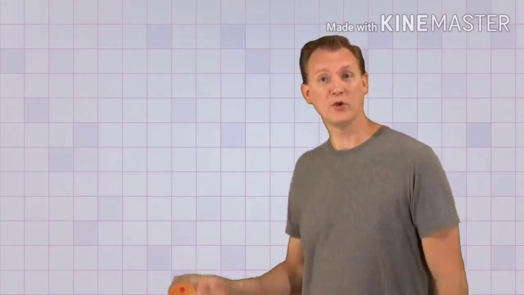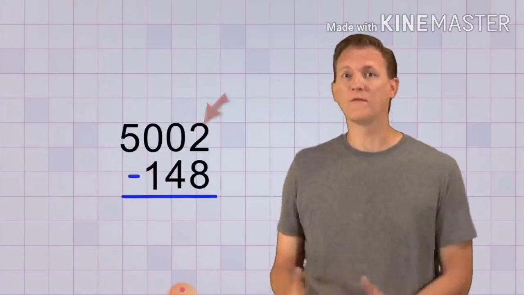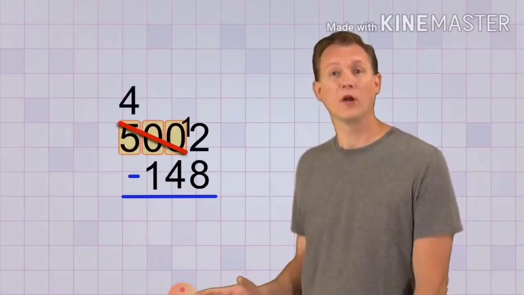Or, what if there's 2 zeros in a row like this problem? Well, if the 2 needs to borrow, then borrow from the whole 500 next door. The 2 will become 12, and the 500 will drop by 1 to become 499. Get the idea? You can do that no matter how many zeros are in a row. Just keep including the next digit to the left until you get a number you can really borrow from.